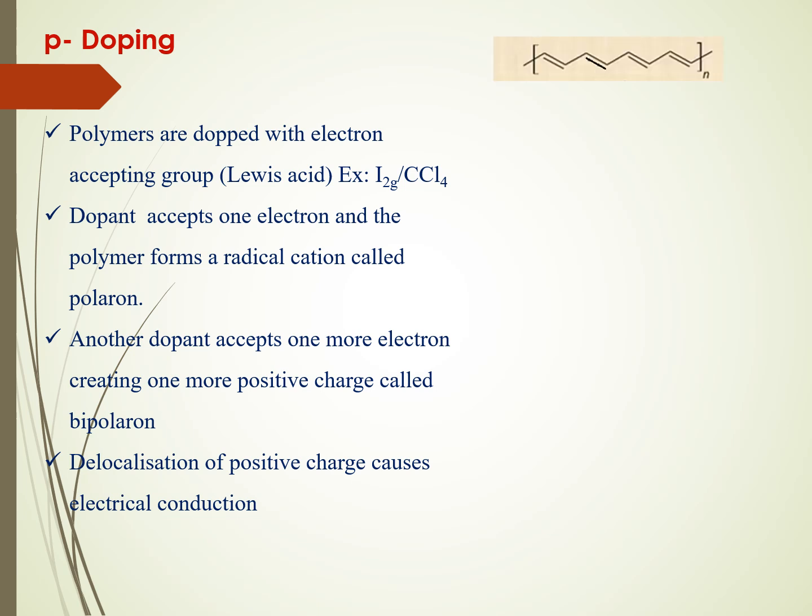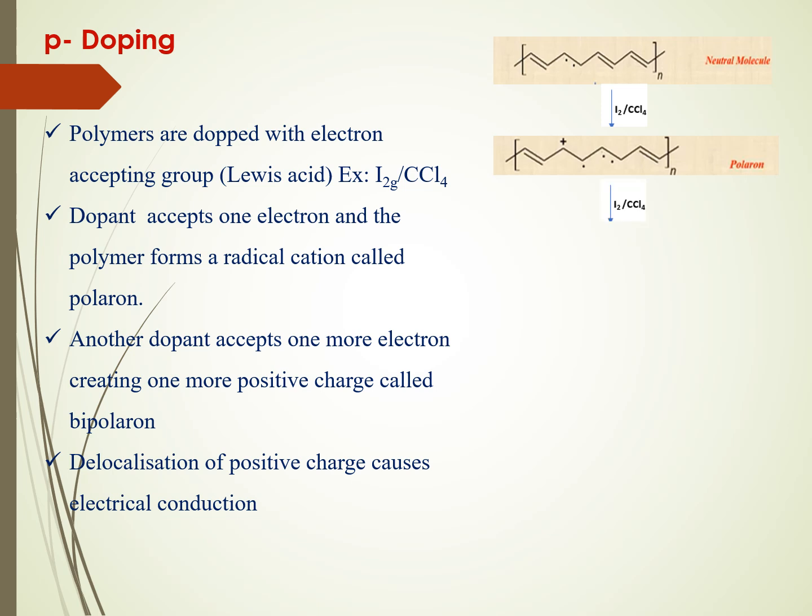What we are seeing is the trans form of polyacetylene, a neutral molecule. When we introduce iodine vapor, this bond, which has two electrons, loses one electron to the iodine molecule, an electron accepting group, leaving behind one electron. So one carbon atom takes the positive sign, and another carbon atom takes the radical form. This is called a polaron.